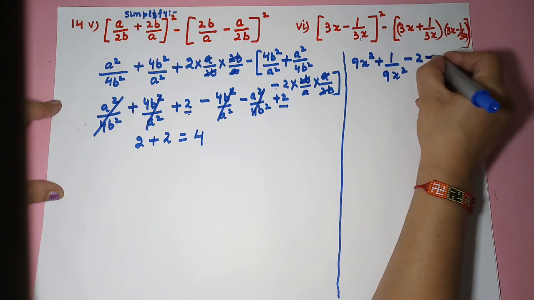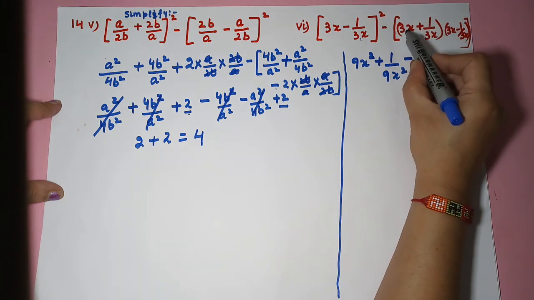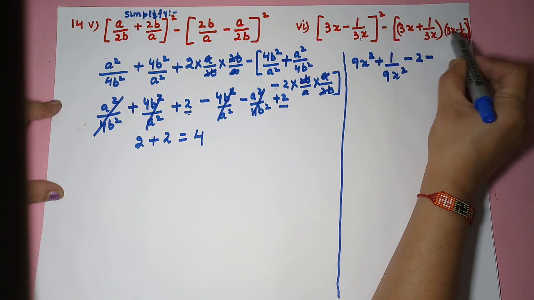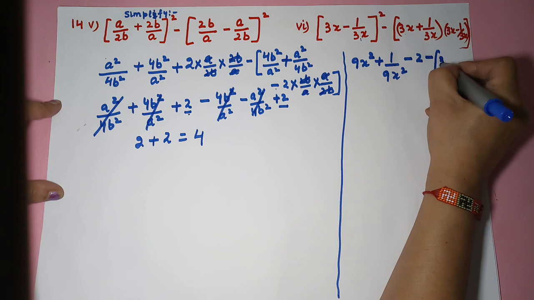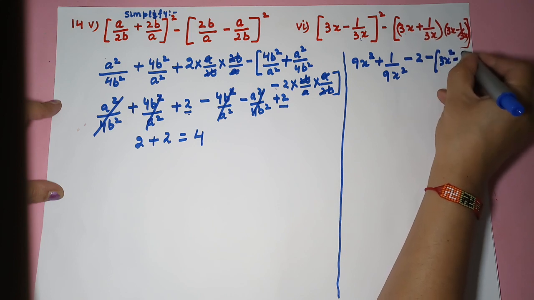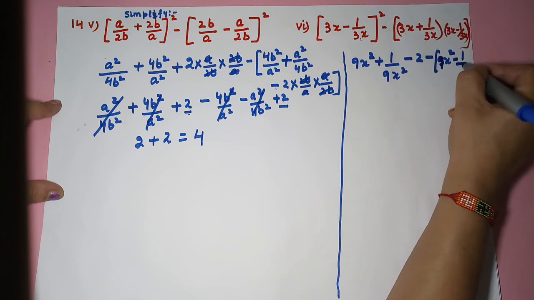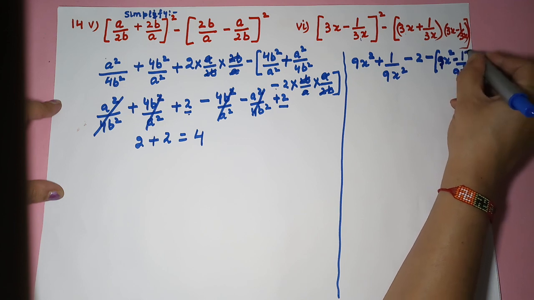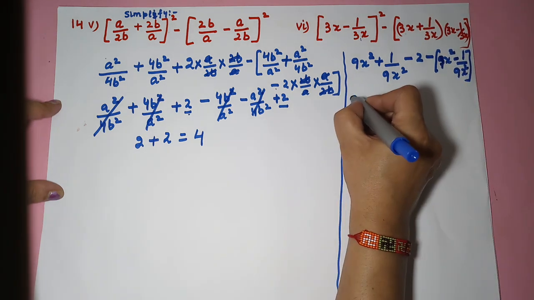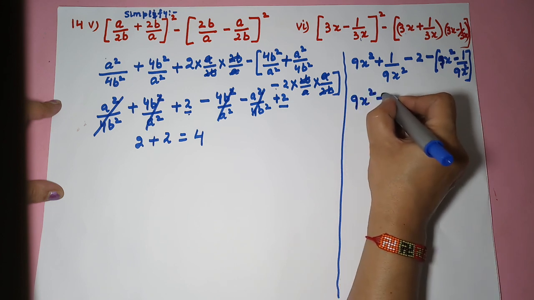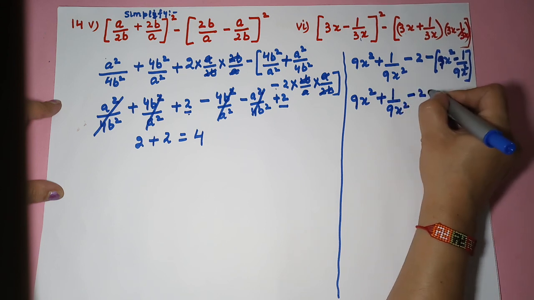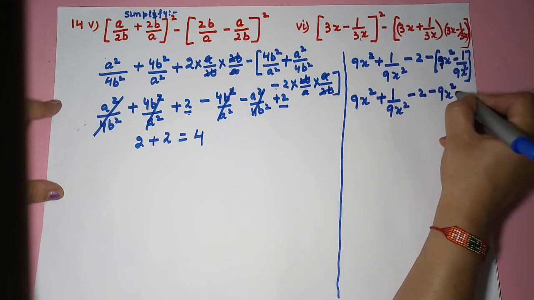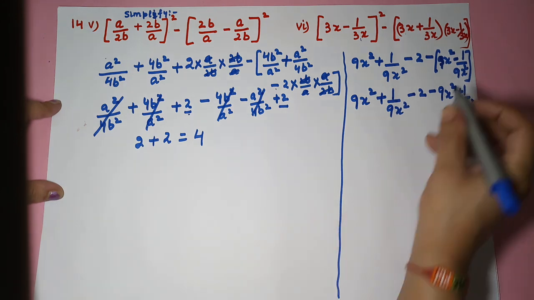And then minus, if you look at this, isn't it a plus b into a minus b? So that will be equal to a square minus b square. So that is 3x square minus 9x square minus 1 by 9x square, right? Now this will become 9x square plus 1 by 9x square minus 2 minus 9x square and plus 1 by 9x square, right?